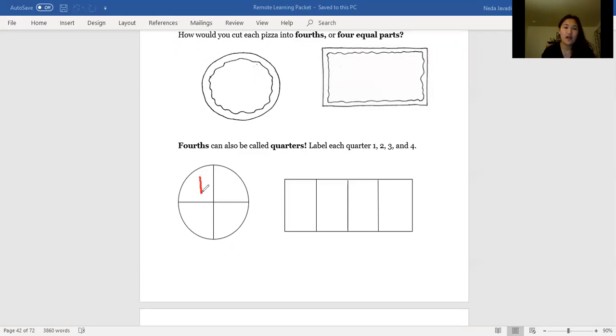I see 1, 2, 3, and 4. Raise your hand if this is what your circle looks like. Good. Now let's do it on the rectangle. I see 1, 2, 3, and 4. Give yourself 2 pats on the back if that's what your rectangle looks like. Nice job. Let's keep going.